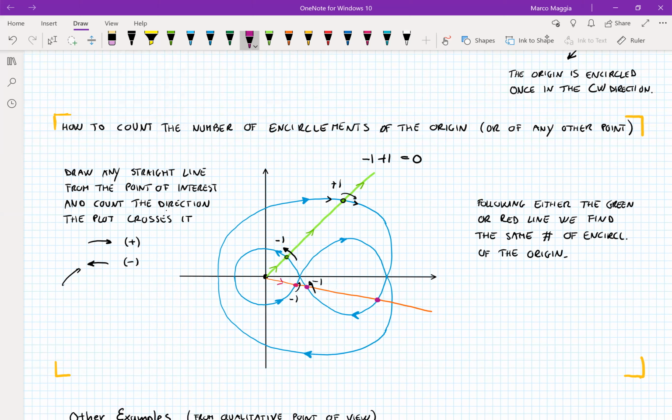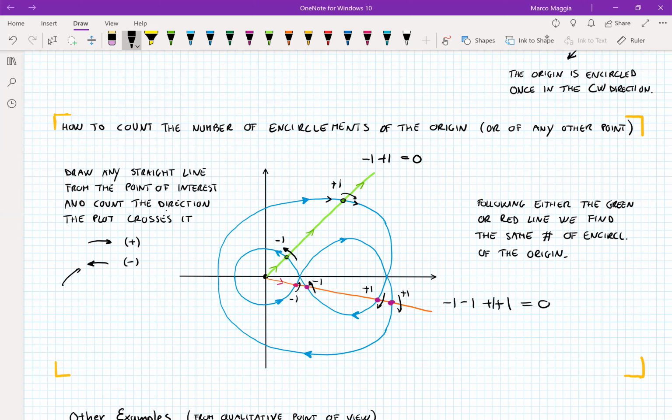Then what about this intersection? Now we're crossed from left to right, so it's +1. And the final one is also from left to right, so it's another +1. So you see that -1, -1, +1, +1 is still 0.